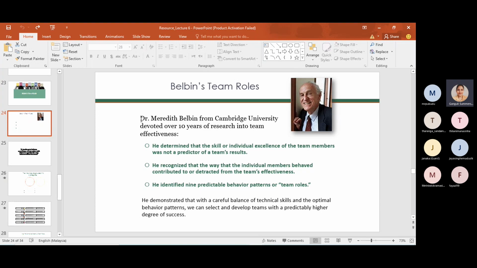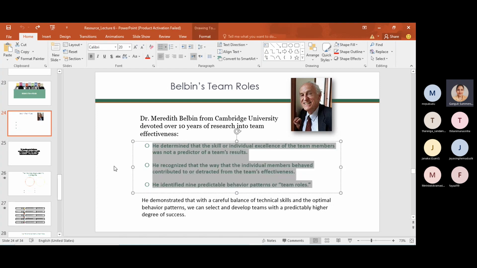Dr. Belbin spent over 10 years researching team effectiveness. He studied team effectiveness, and from his research, these are the things that he figured out. He figured out that the individual excellence of the team members was not a predictor of a team result. So you can have excellent individuals in your team, but the team can still be a failure.